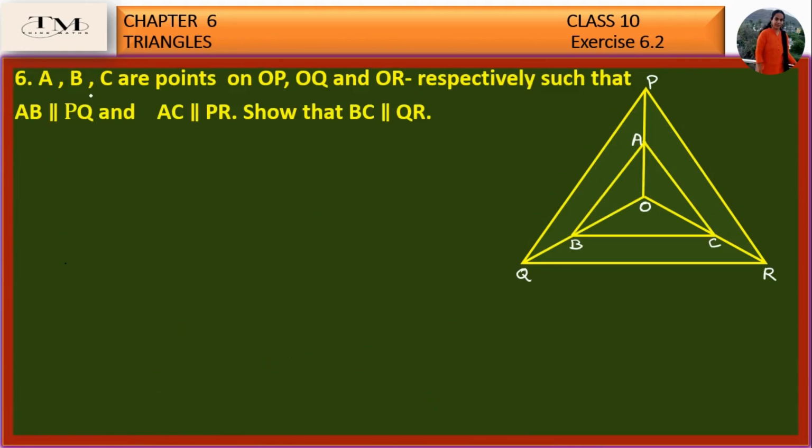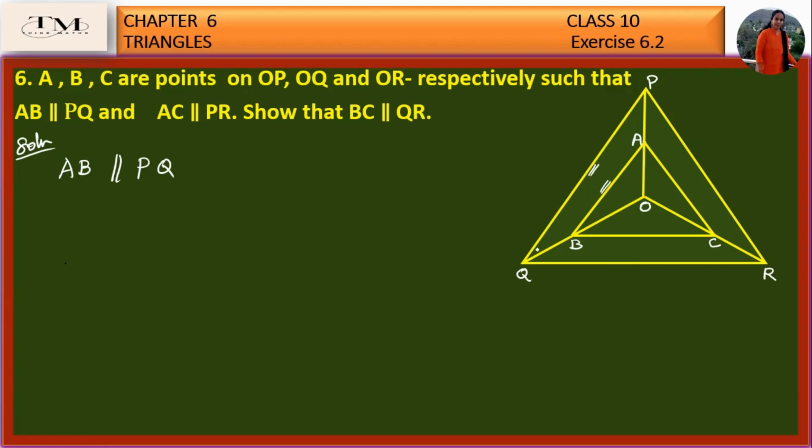Sixth one. A, B, C are points on OP, OQ and OR respectively, such that AB is parallel to PQ and AC is parallel to PR. We have to show BC is parallel to QR. This is the same as the previous problem, so we can do it easily. What is given? AB is parallel to PQ.